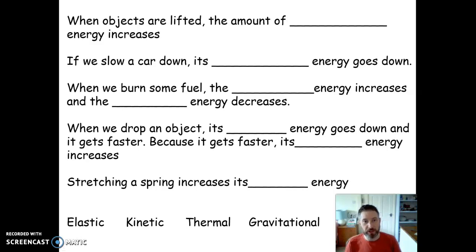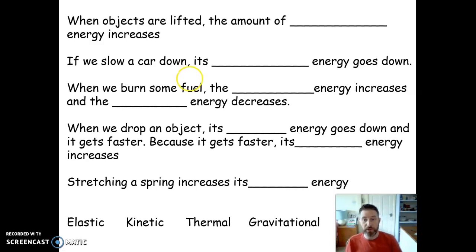Okay, hopefully you've had a chance to finish that then. When objects are lifted, the amount of gravitational energy increases, or gravitational potential energy. If we slow a car down, its kinetic energy goes down, its moving energy decreases. Where does that moving energy go to? Well, it's slowed down by the brakes, which get hot, so it's transferred from kinetic energy to thermal energy. When we burn some fuel, the thermal energy increases and the chemical energy decreases.